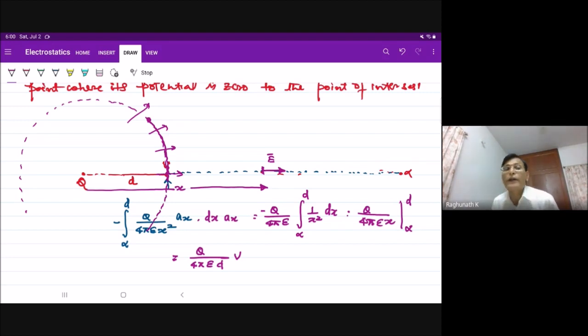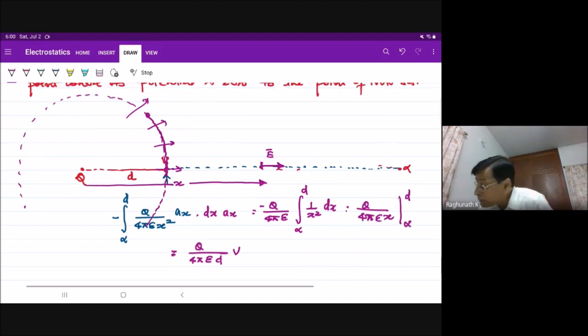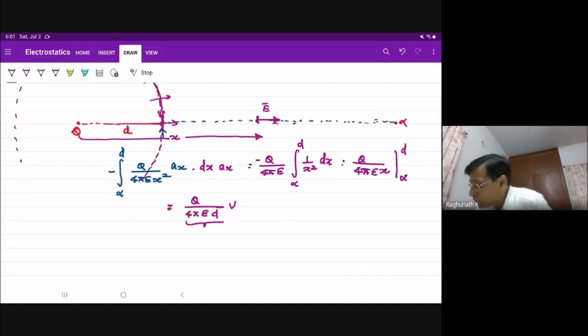Because on the given imaginary sphere of radius d, electric field intensity is everywhere perpendicular to the surface, that particular surface becomes an equipotential surface, where the potential difference between any 2 points on it is 0. Because of this, q by 4 pi epsilon d is the potential at any point on the sphere of radius d having the charge q at its center. Check it, please. This is potential.